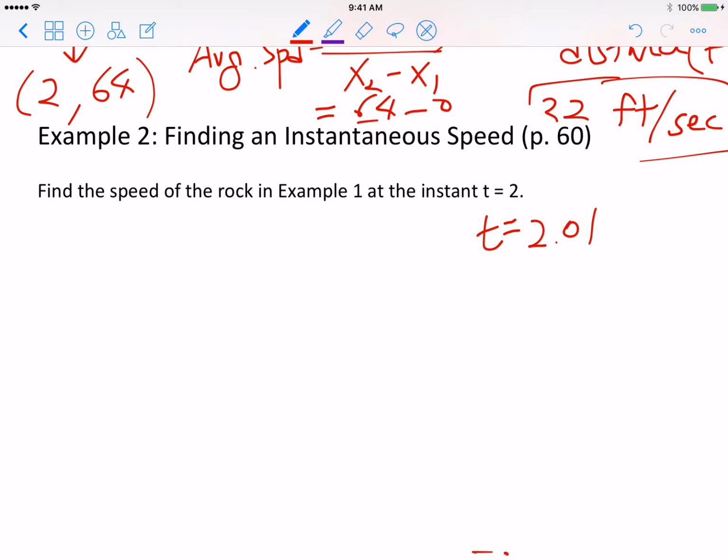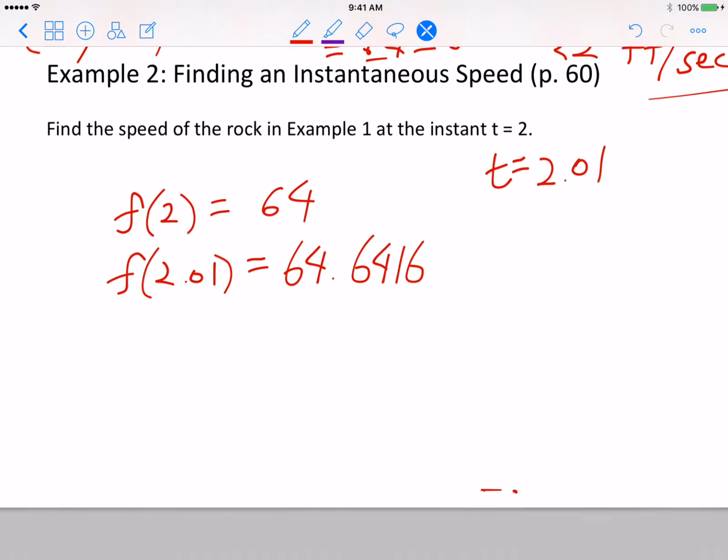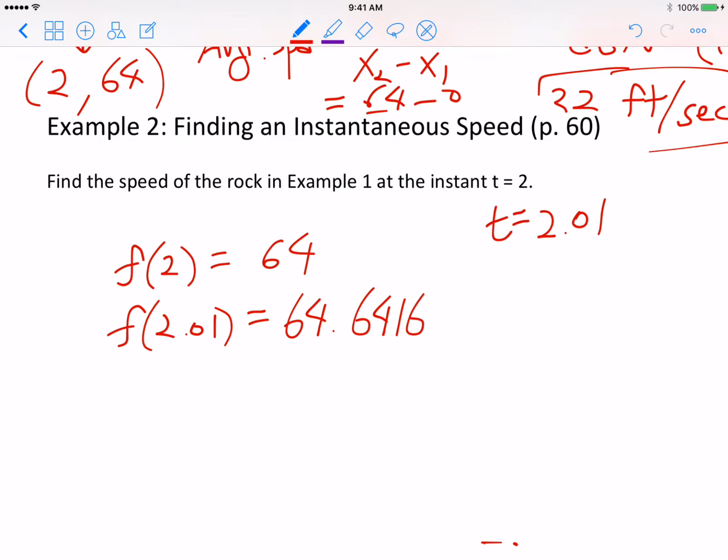So if you let t be 2.01, let's take a look at what f of 2 was. Let's take a look at what f of 2.01 was. When t is 2, we found f of 2 to be 64. When t is 2.01, then your answer would be 64.6416. And then you could find the slope between those 2 points.